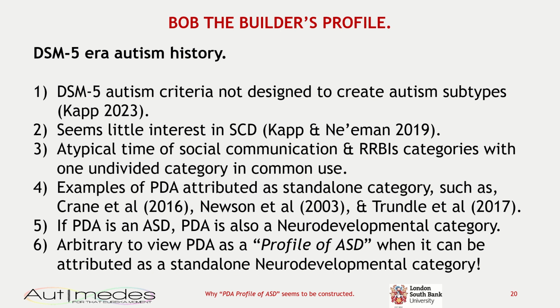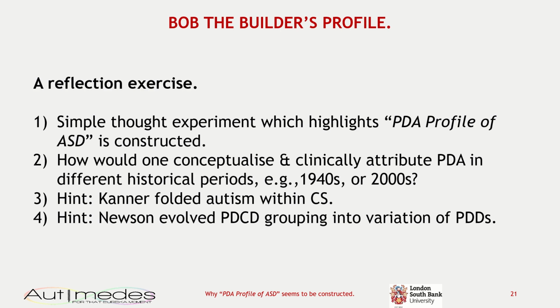This is how I'm showing that PDA Profile is constructed as an example, because if one accepts the underlying assumptions of PDA Profile of Autism, there are enough examples of PDA being diagnosed as a standalone thing that it can be diagnosed as a standalone neurodevelopmental category. It's just not. From what I can tell, the PDA Profile of Autism aspects just don't care. They're not interested in doing that. So yeah.